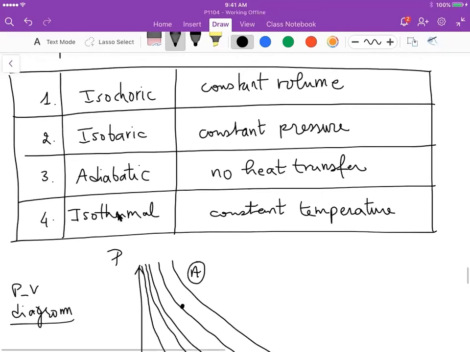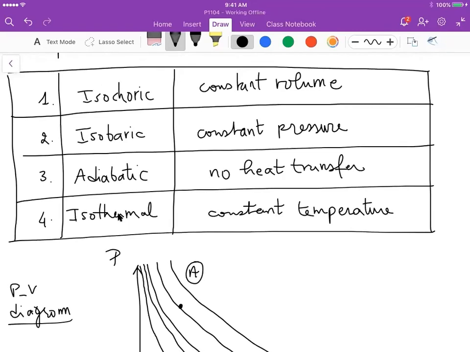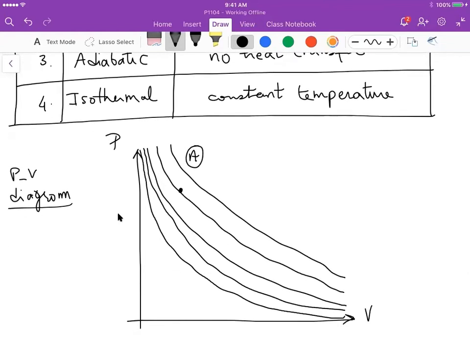So let's start with the first one. The first process that we call process number 1 is called isochoric. Isochoric means that we have a constant volume. That means we are moving between the curves, up or down, but we are moving along a curve which does not change the volume. So practically we are moving on this kind of curve. For example, this is defined as an isochoric process, and this path is called path number 1.